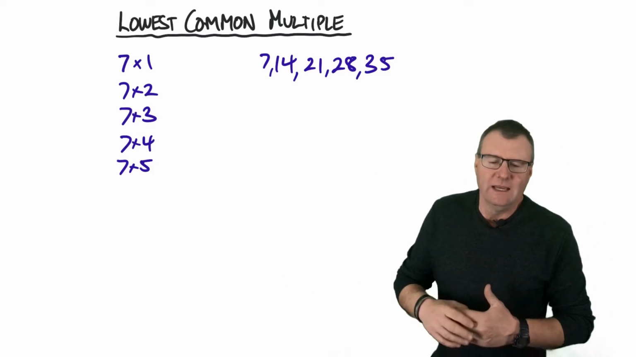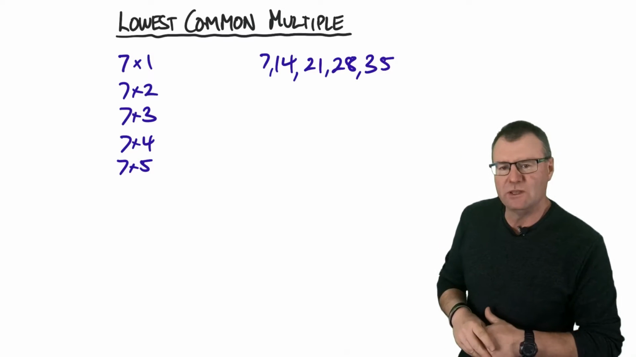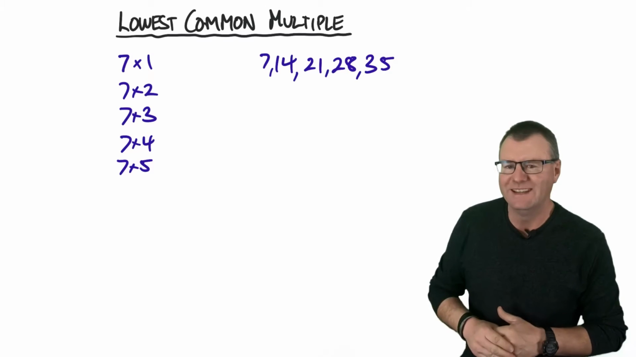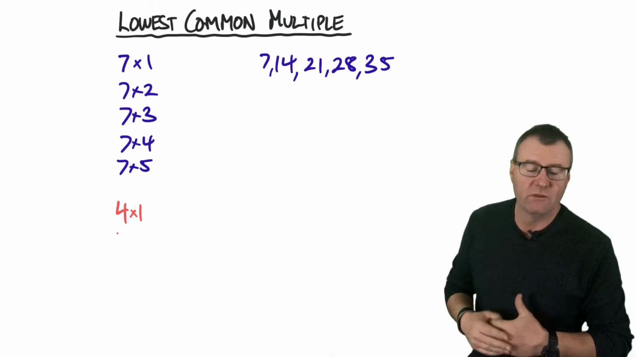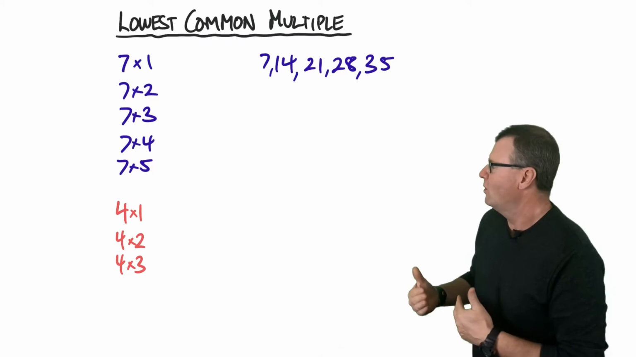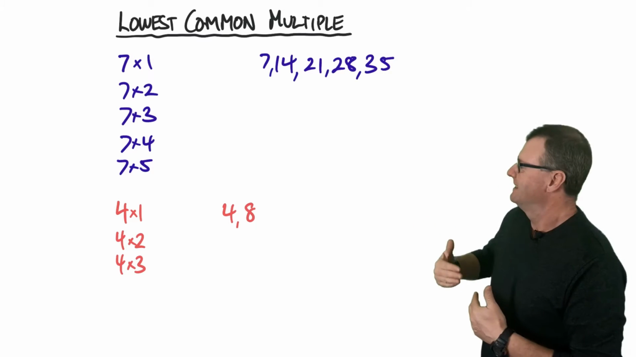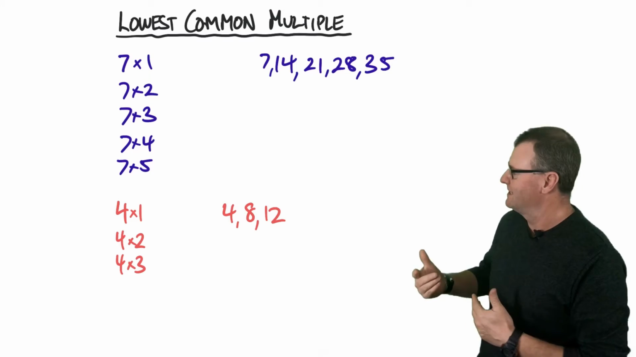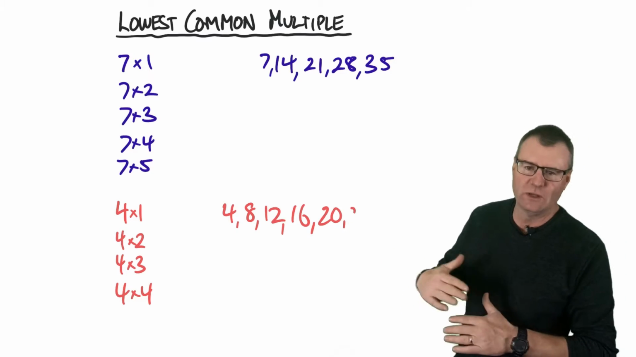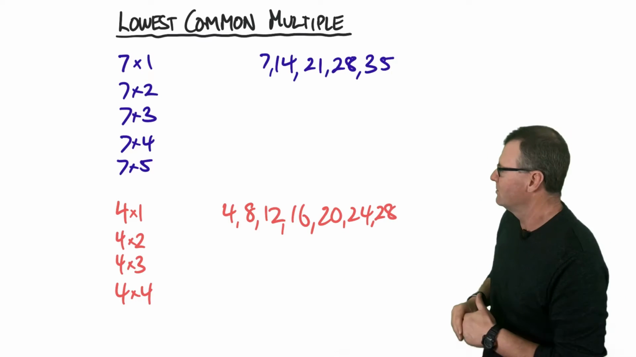Okay. Now, if I had two numbers though, I could look for common multiples. So if I've got the multiples of 7, but what if I said, well, what are the multiples of 4 as well? 4 times 1 is 4, times 2 is 8, 12, 16, 20, 24, 28, 32, the list goes on, but they're the first few multiples.